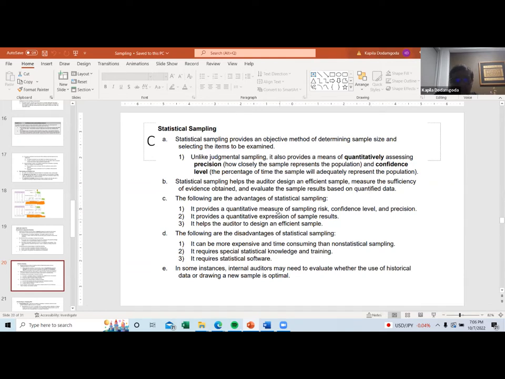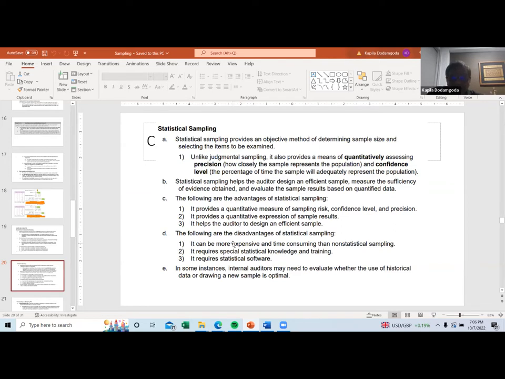Having said that, statistical sampling always provides a quantitative measure of sampling risk, confidence interval, and precision. It provides a quantitative expression of sample results. And it helps the auditor to design an efficient sample. So these are the positives. The negatives of judgmental sampling have become positives of statistical sampling.